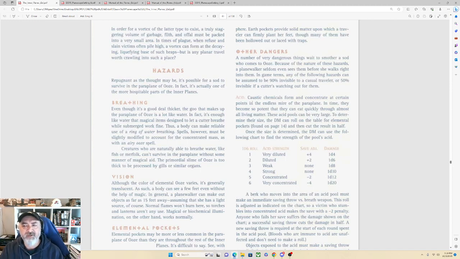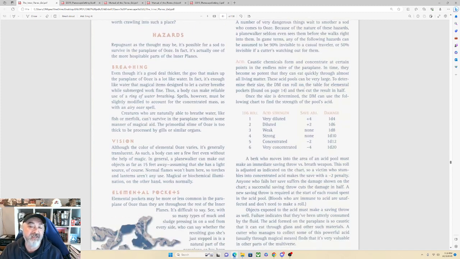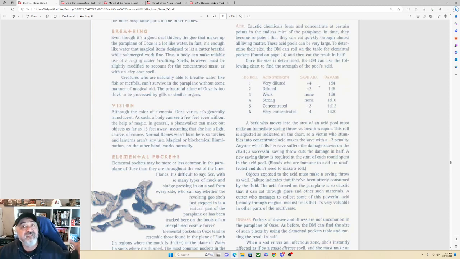Other dangers. Because of the nature of these hazards, you typically can't see them. Acid is an environmental danger, ranging from very diluted to very concentrated. This is old school numbers. It would be Constitution saves, varying degrees of damage based on that. You might go Dexterity, but typically you're not going to be able to see the acid as it's mixed into the ooze that they're swimming through, crawling through, whatever.